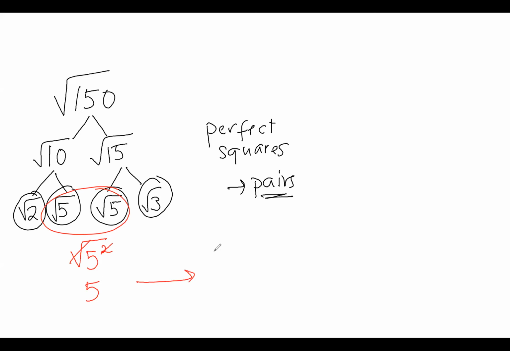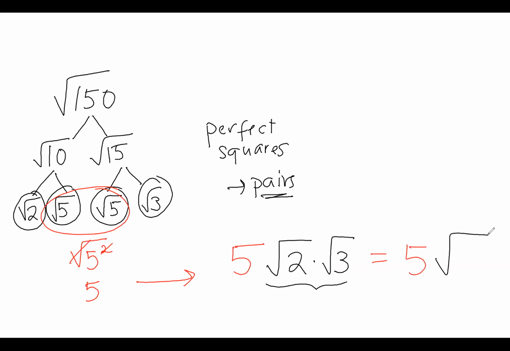Well, here we go. The 5 gets to be outside in our final answer. Now, what are the square roots that we were left over with? We still had that square root of 2, and we still had the square root of 3. We just need to put those back together now. Okay, so here's what we get to do. Our final answer is 5 times the square root of, if we do 2 times 3, we get 6.